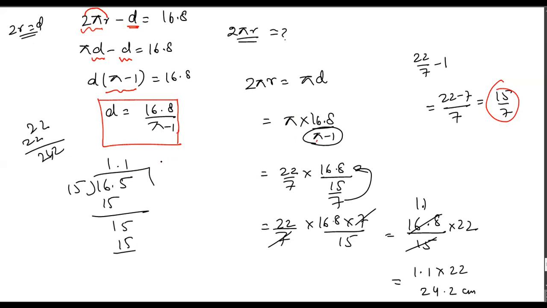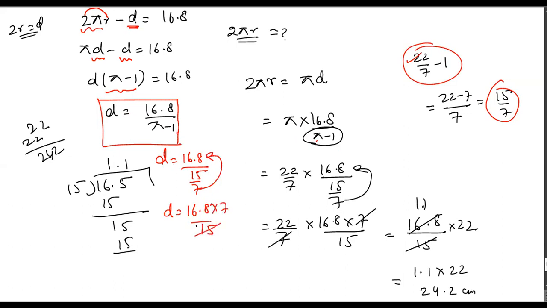Mean solve it here. So you can write here d is equal to 16.8 upon this pi minus 1. Pi minus 1 means 22 by 7 minus 1. Pi means 22 by 7 and minus 1 means minus 1. When you subtract this one, you will get the value 15 by 7. So when you divide by 15 by 7, you will get d is equal to 16.8, and then this 7 will go to the numerator. When you divide it, you will get 1.1. So d would be equivalent to 7.7. So this is the diameter. Now, what you need to do here is that you know the circumference of the circle is pi d.